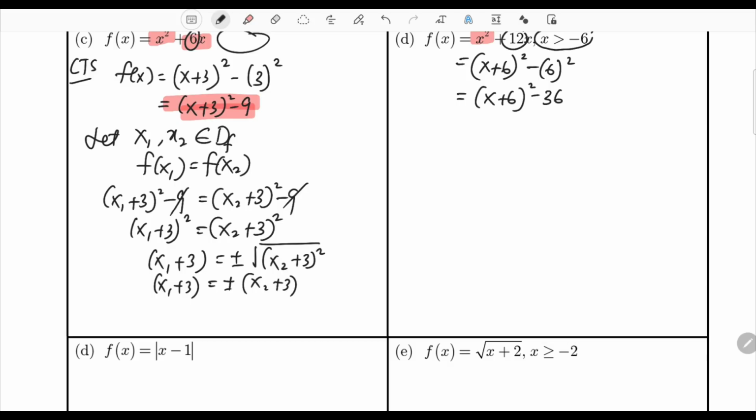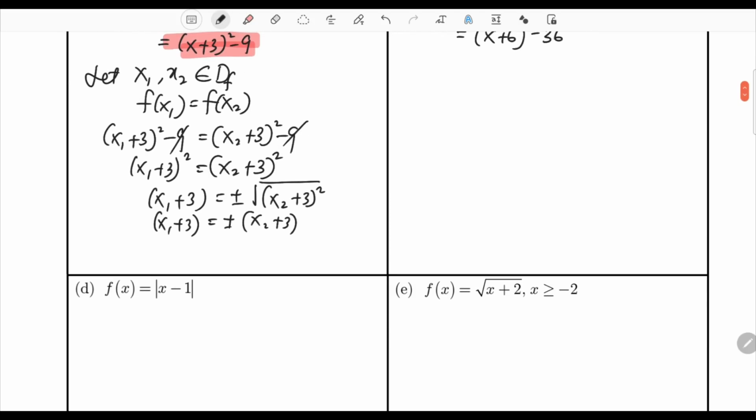Here is the intersection point, the turning point. So we have x1 plus 3 equal to the positive one, so x2 plus 3. Or we have x1 plus 3 equal to negative of the x2 plus 3. So what do we get here? We have x1 equal to x2. But here x1 equal to, that will be what? So negative x2 minus 6.